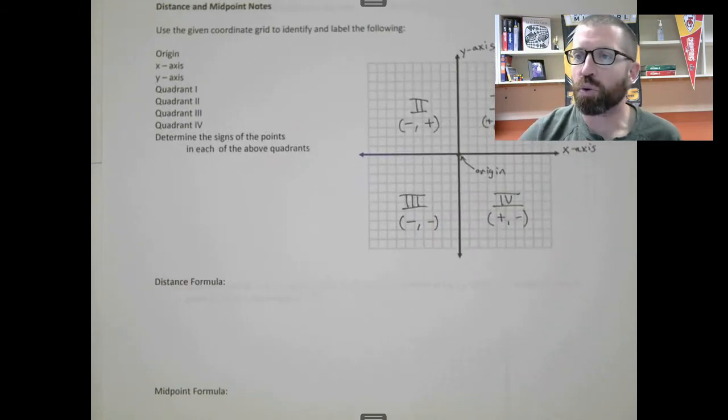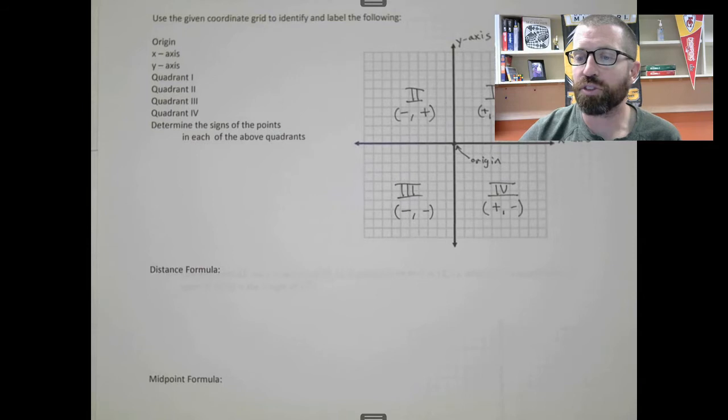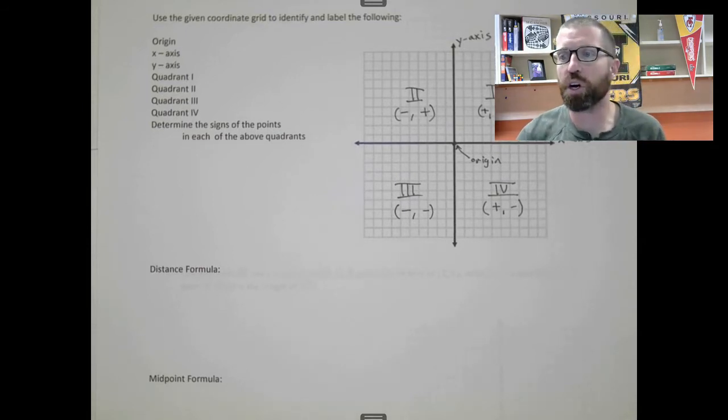And the reason we talk about the coordinate plane is because often with the distance and midpoint formula, problems are centered around the coordinate plane. So if you need a little review on plotting points or the coordinate plane, there it is.